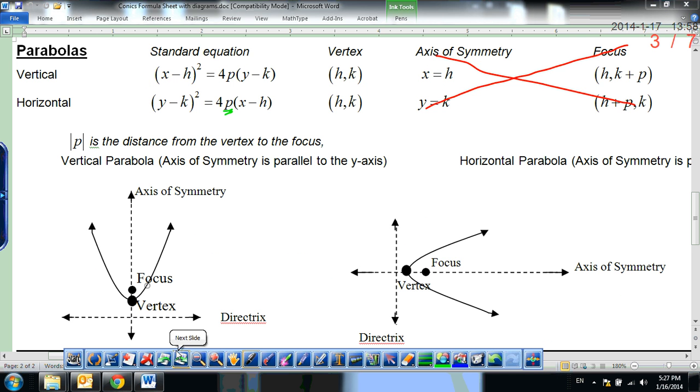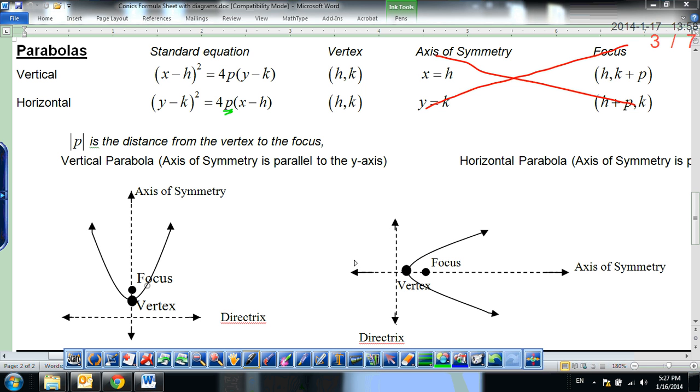All right. You've got the axis of symmetry, because we know parabolas have symmetry. They always go through your focus and through your vertex. And the axis of symmetry and the directrix are always perpendicular. One's always horizontal and the other one's always vertical. Okay.